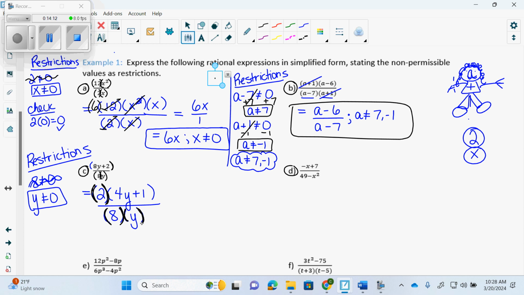Is there any other humans other than 4y plus 1? No, so that bad boy's staying. Like I literally can't get it to go away. It is a human, right? So I'm going to get a 4y plus 1 in the numerator. And everyone who's on their phones is not going to be on phones.